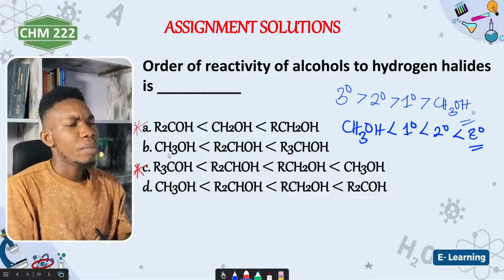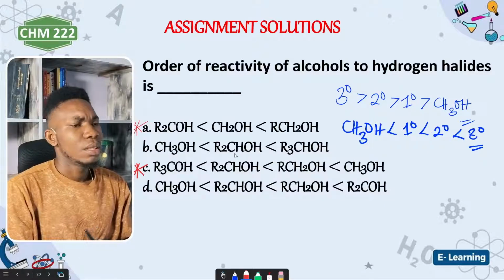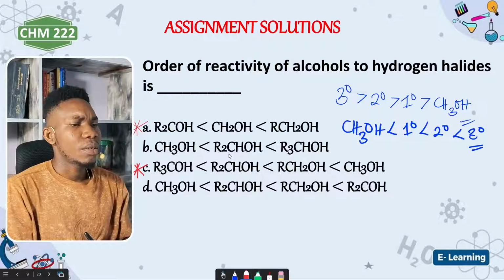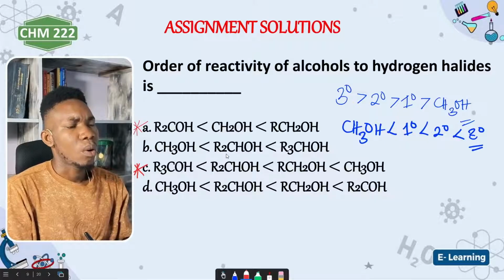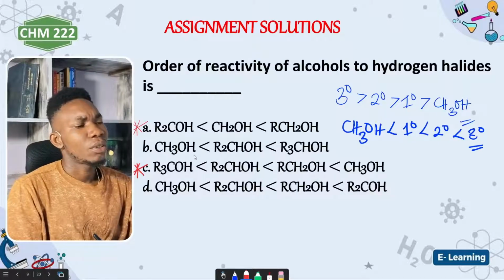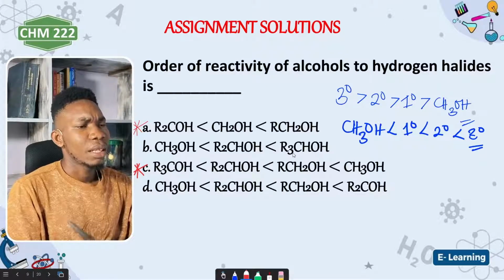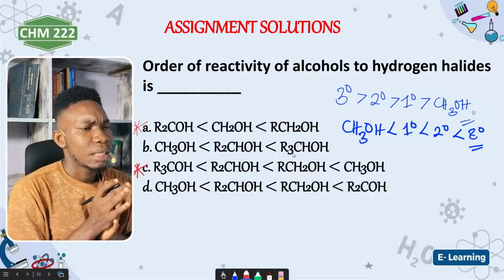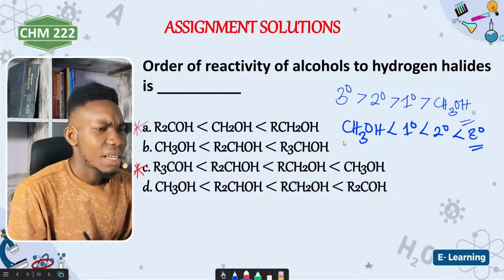Now, after methyl alcohol, what do you have here? This one has secondary alcohol, which is not supposed to be so. After methyl alcohol, you're supposed to jump to primary alcohol. So after methyl alcohol, they have secondary. After secondary, you now have less than tertiary here. Less than primary. This is supposed to be less than tertiary, not primary.